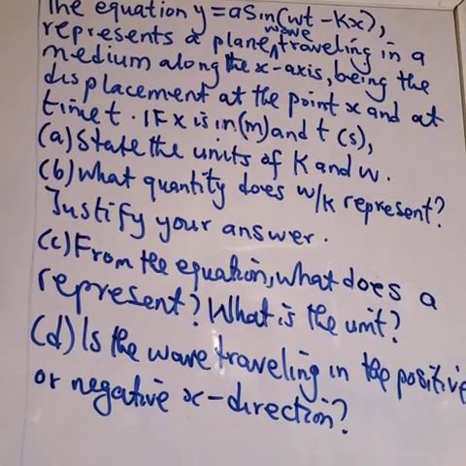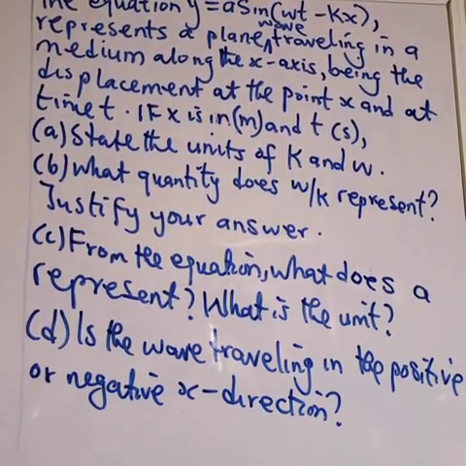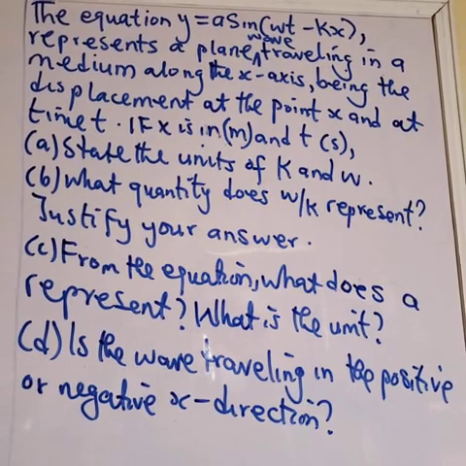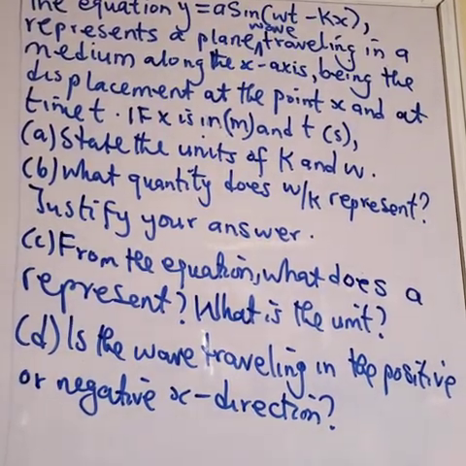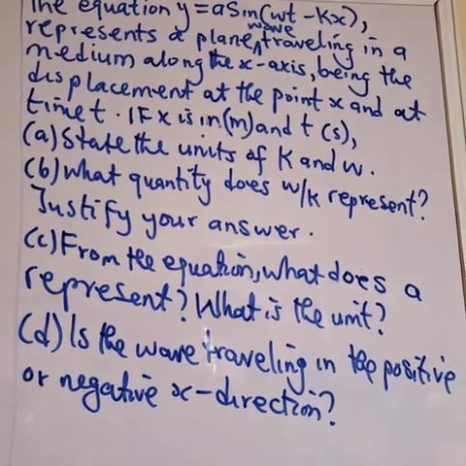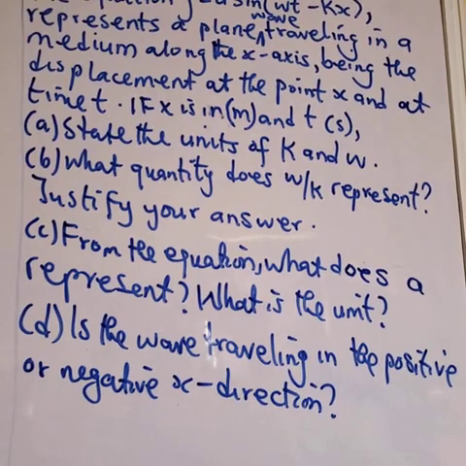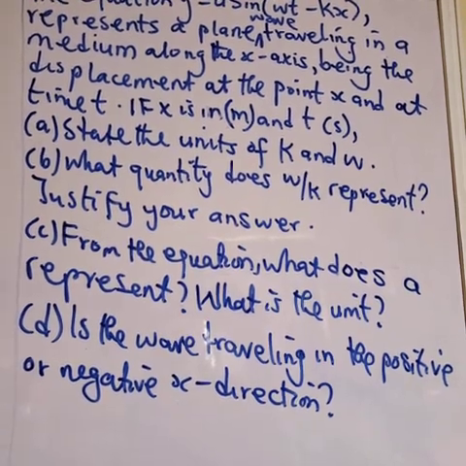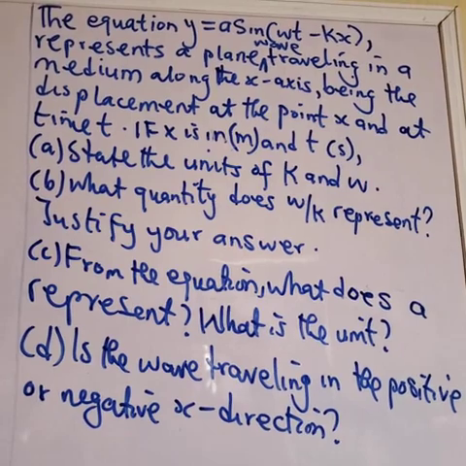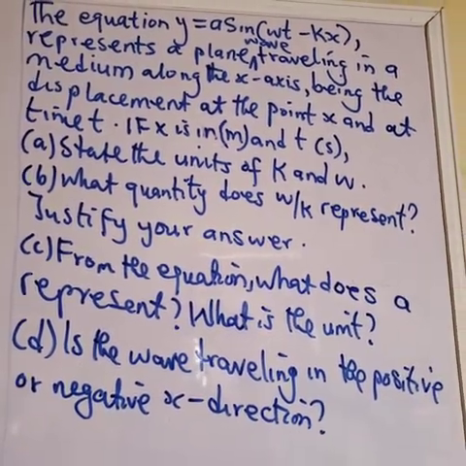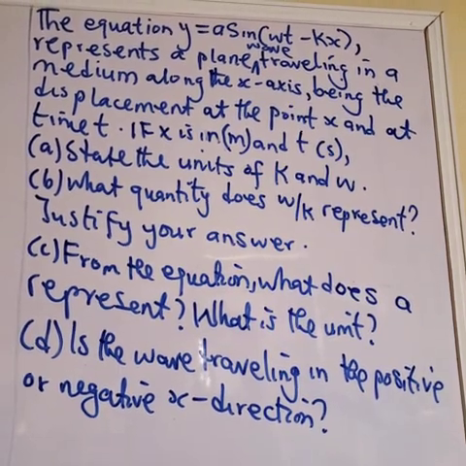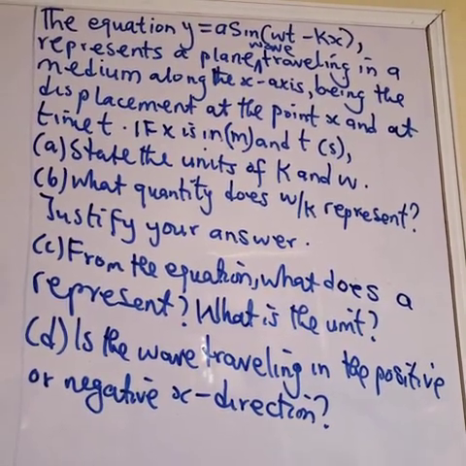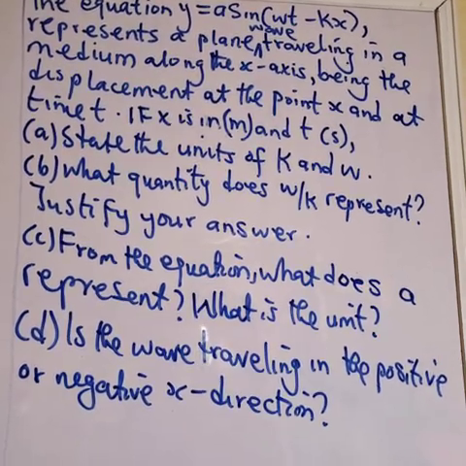If x is in meters and t, which is time, in seconds, state the unit of k and omega, that's w. B says, what quantity does w over k represent? Justify your answer. C says, from the equation, what does a represent? What is the unit? And lastly, is the wave traveling in the positive x or negative x direction?